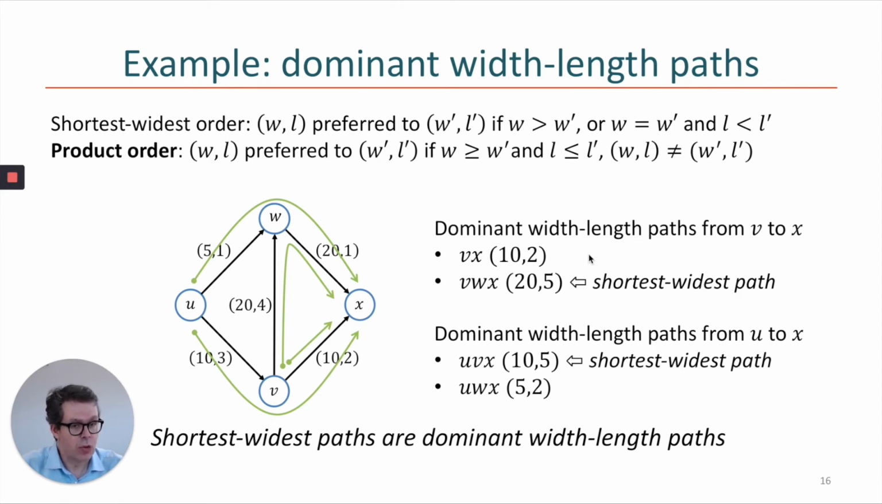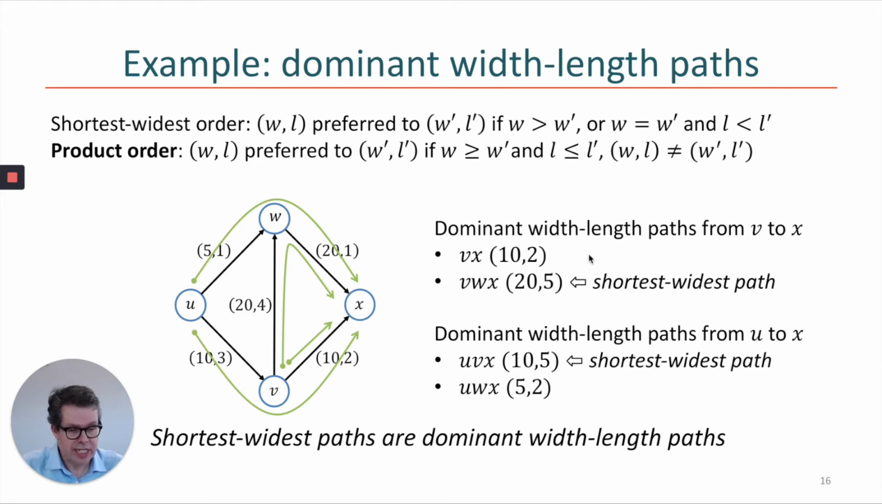The product order on width-lengths is such that width-length WL is preferred to width-length W' if both its width is greater than or equal and its length is smaller than or equal than those of W'. The product order on width-lengths is a partial order: given two width-lengths such that one has greater width but the other has less length, these two width-lengths are incomparable. And the product order on width-lengths is a reduction of the shortest widest order. A width-length that is preferred to another in the product order is also preferred to that other in the shortest widest order.